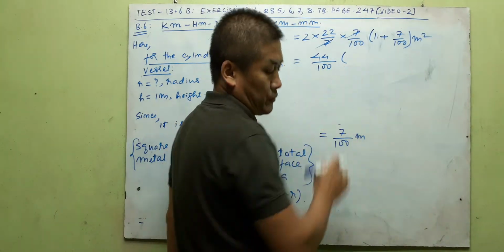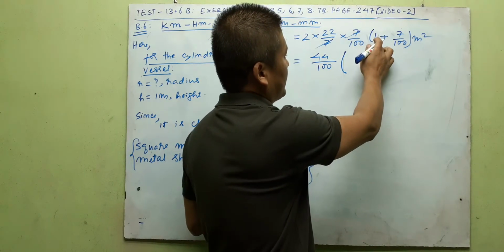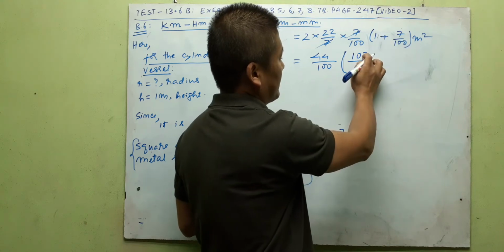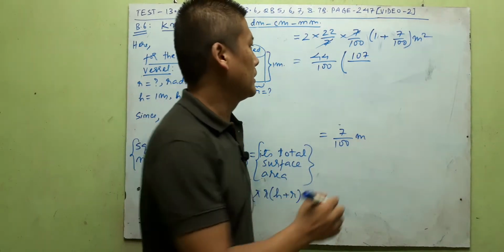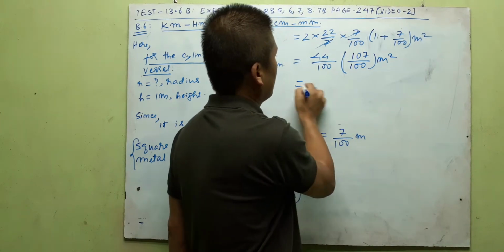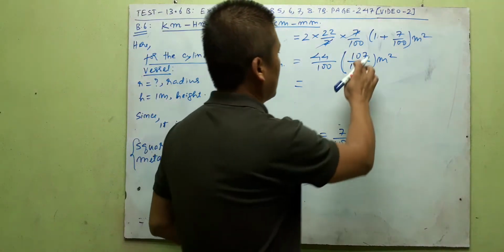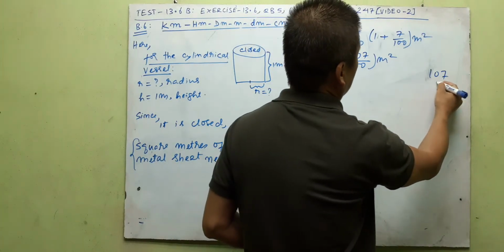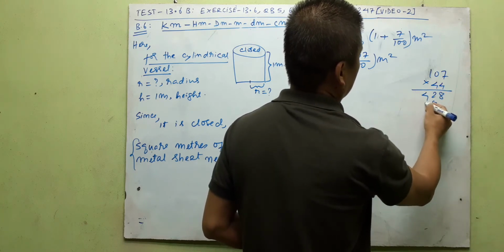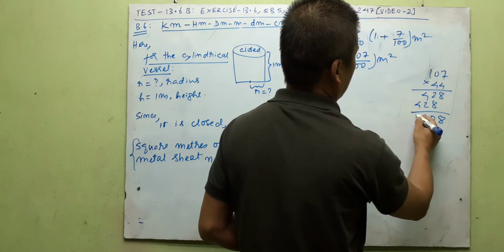Into here, this portion, 100 ones are 100 plus 7 is 107. So simplifying this part, we get 107 on the numerator, and down here is 100. And here meter square. Well, no need to cancel, I think, because hundreds are very easy to divide. So let us save it. Let's multiply these two. 107 into 44. 28, 4, 8, 2, 4, 8, 10, 7, and 4.